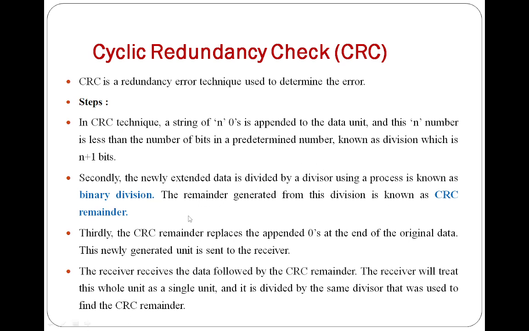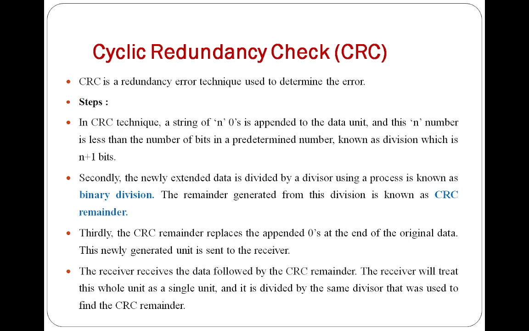So let us have a discussion along with one example in the upcoming slide. And here this is a binary division operation we are performing. The extended data is divided by the divisor using the process called binary division. And the remainder generated from the division is known as the CRC remainder. Okay. So at last we are performing the same kind of binary division operation at the receiver side. And if we get 0 as the remainder, we can say that there is no error. If it is not 0, we can confirm that there is a possibility of an error. Okay. So that is the thing.